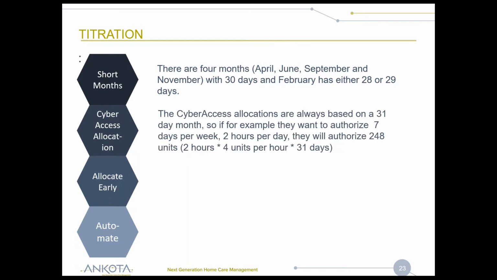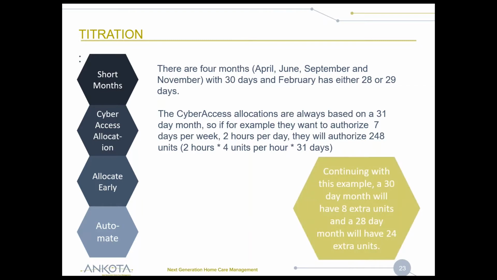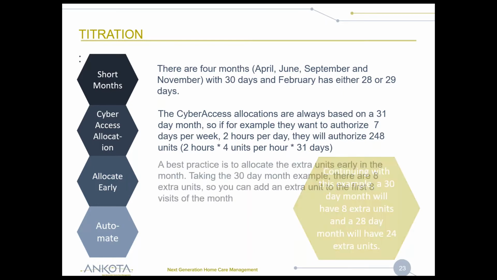But basically, the cyber access allocation is always based on a 31-day month. So if you do have that, let's say February, that 21-day month, and you're normally getting 248 units, you're going to have those extra units. So if it's a 30-day month, you'll have 1 day's worth of extra units. If it's February, you might have 2 or 3 days worth of extra units, depending on whether it's leap year. And then what you could do is, if we continue with this example, 30-day month, it does the math for me, has the 8 extra units. The 28-day month, I'll have 24 extra units.